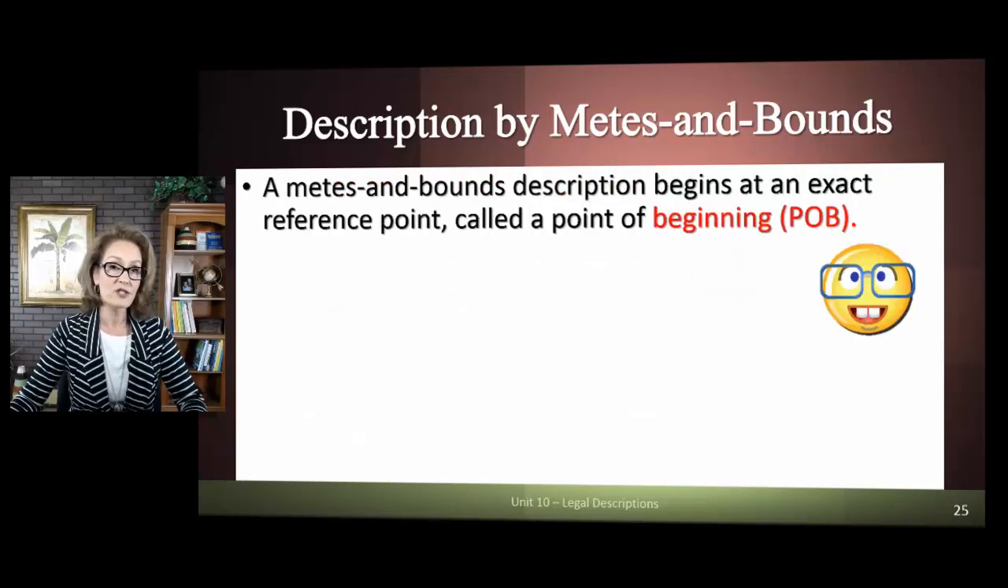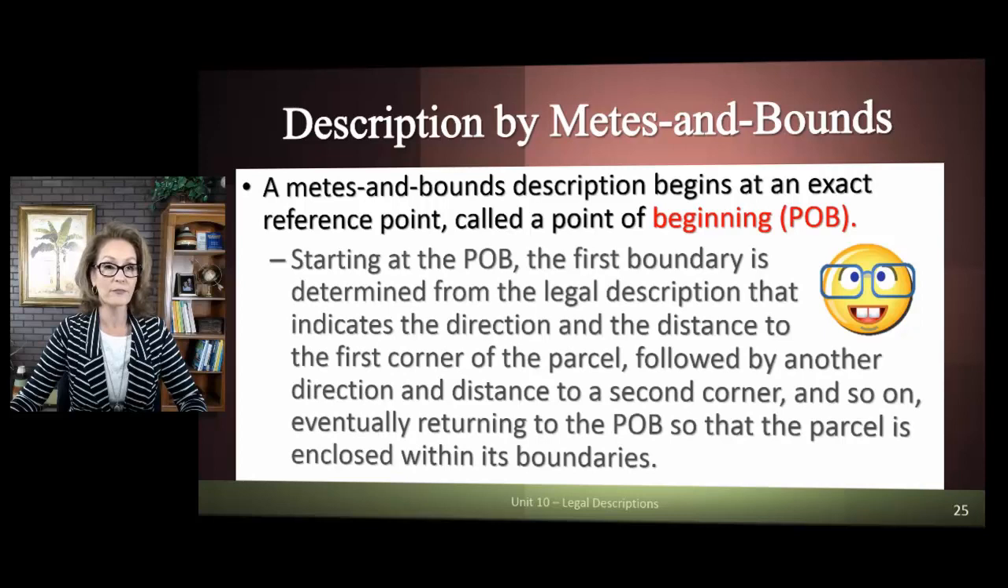A metes and bounds description begins at an exact reference point called the point of beginning, or the POB. Starting at the POB, the first boundary is determined from the legal description that indicates the direction and the distance to the first corner of the parcel, followed by another direction and distance to a second corner, and so on, eventually returning to the point of beginning, or the POB, so that the parcel is enclosed within its boundaries.